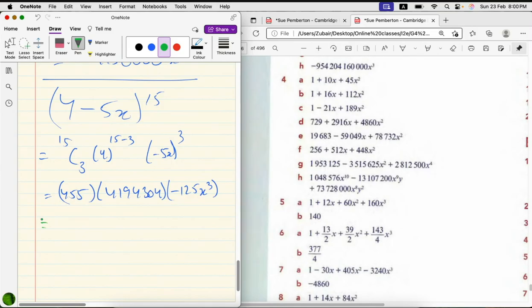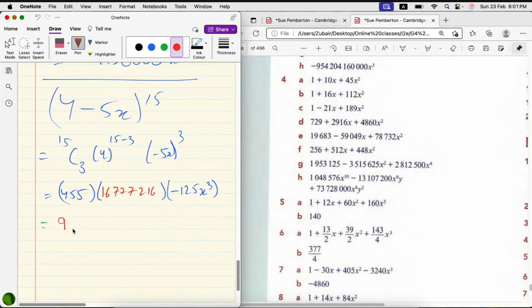Also not getting the same numbers. 15C3, 4 raised to power 15 minus 3. Oh, that's 12 by root 11. 4 raised to power 12 is 16777216. Now I'm getting the same numbers.